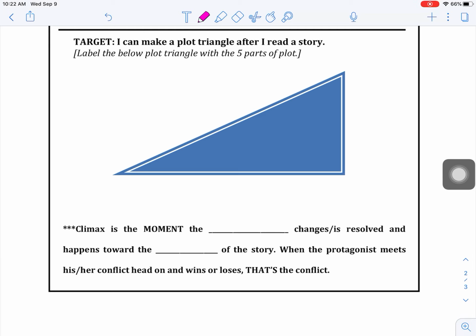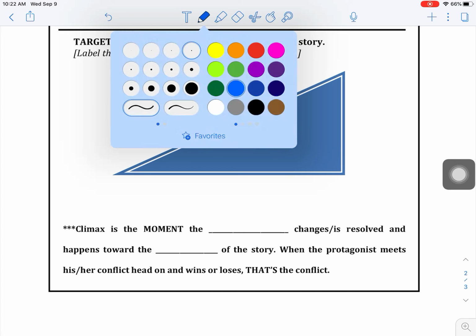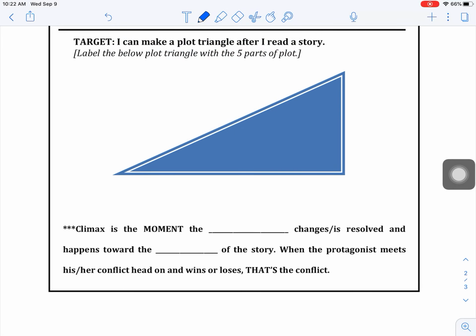The next part we are going to be working with through the course of the year is obviously the various parts of plot. Okay? I would imagine most of us can still remember how to label a plot triangle, but we will go through that right now.